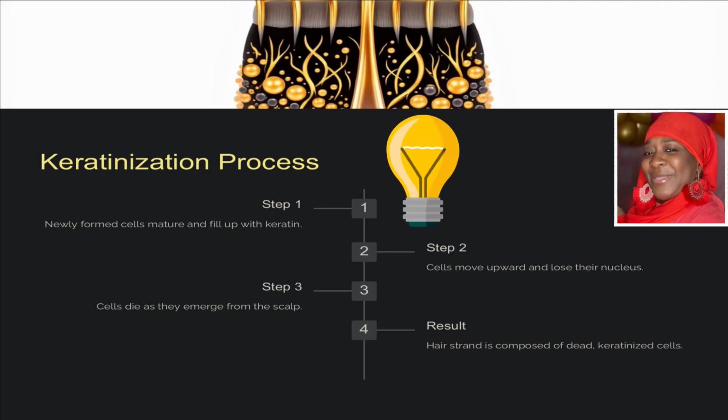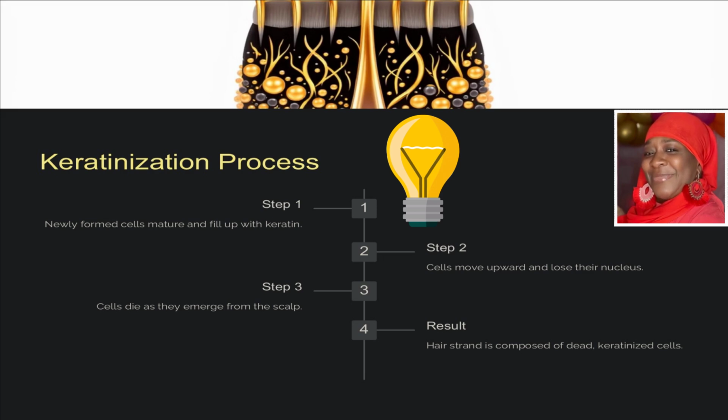1. Newly formed cells mature and fill up with a fibrous protein called keratin. 2. Cells move upward, lose their nucleus, and die. 3. Once the hair strand emerges from the scalp, the hair cells are dead and completely keratinized. Hair is approximately 90% protein. The remaining portion is a combination of water, lipids, and traces of minerals.